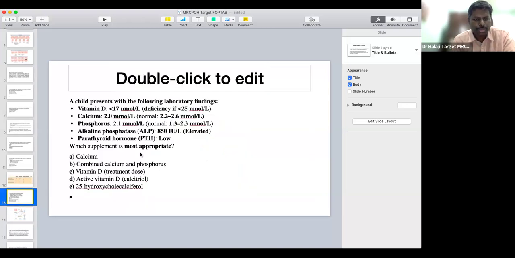So now you go to the scenario. In this scenario, a small important clue is written: parathyroid hormone is low. So now you tell me, even though it is rickets, even though vitamin D is low, even though alkaline phosphatase is elevated, you usually give the regular vitamin D. But since parathormone is low, this vitamin D is not going to get converted to calcitriol. So now you tell me what you should supplement when parathormone is low.